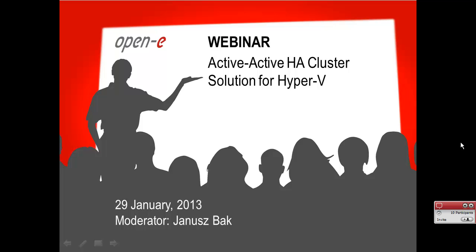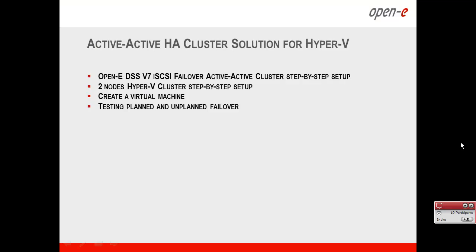Because this is the first time we are showing an iSCSI failover cluster with a Hyper-V cluster, we will do it step by step, so both installations step by step. We will also create a simple virtual machine, and then we will make some very simple testing: failover on the DSS side, manual failover, failback, and the same on the Hyper-V cluster side.